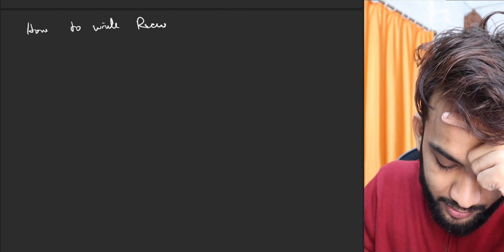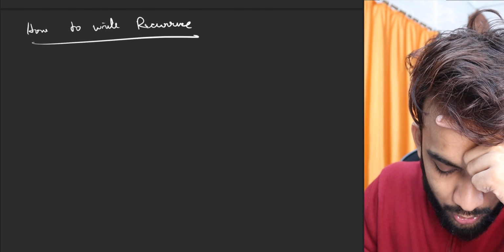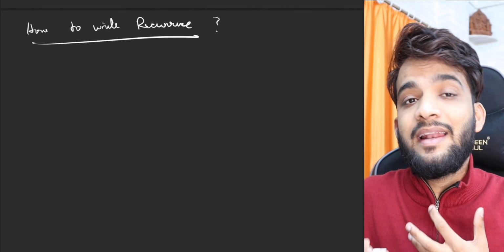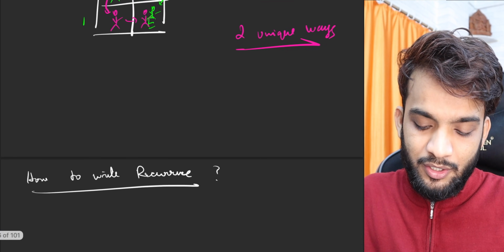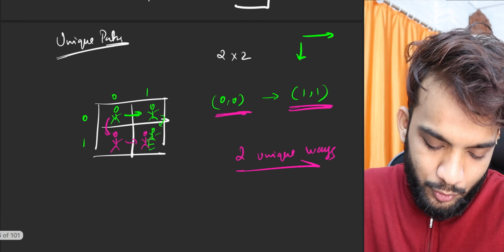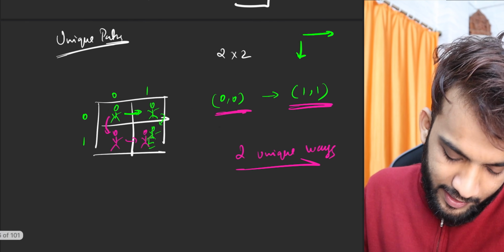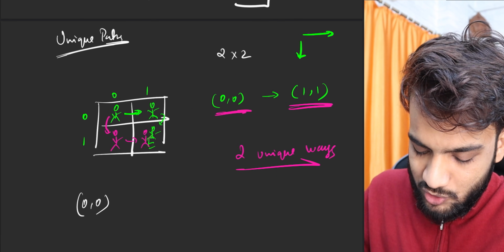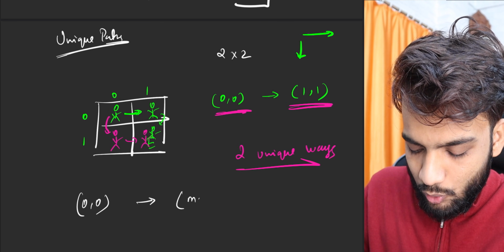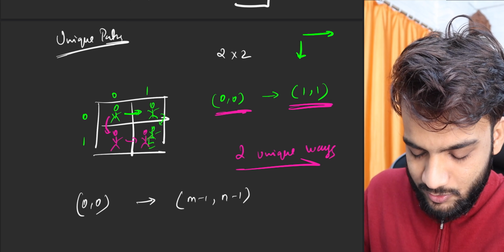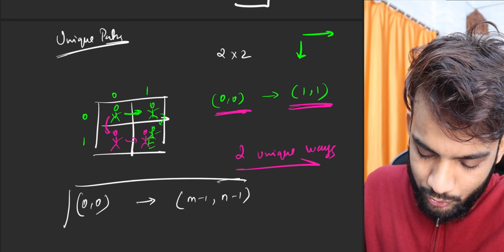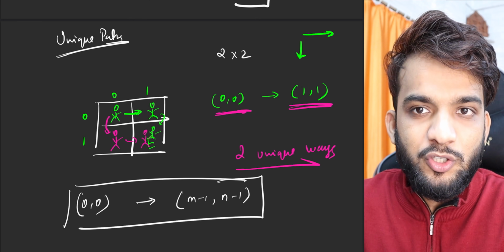How to write a recurrence. That is something which I taught you. But before that, we have to analyze why recursion, right? So what are you doing? You're starting from something like 0 comma 0, and if I just write it in a generic way, you're starting from 0 comma 0 and you're wanting to go till m minus 1 and n minus 1. That is what you are looking to do. Am I correct? Right, I'm absolutely correct.